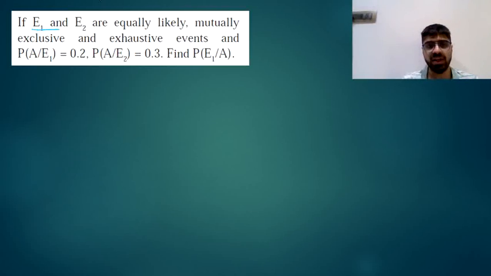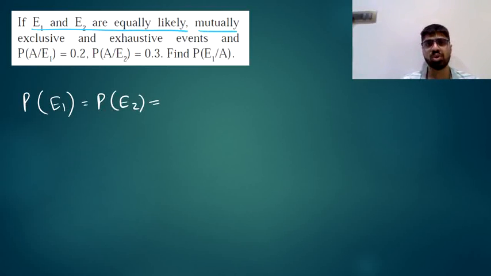They have said E1 and E2 are equally likely to occur. So P of E1 is equal to P of E2. They are mutually exclusive, means there is no intersection between them, and they are exhaustive. Exhaustive means the total of E1 and E2 is going to form the entire sample space. With this information, we conclude that P of E1 and P of E2 will be equal to half.